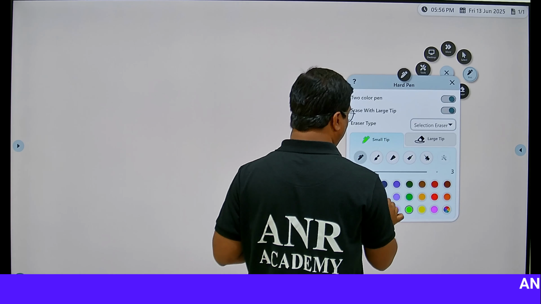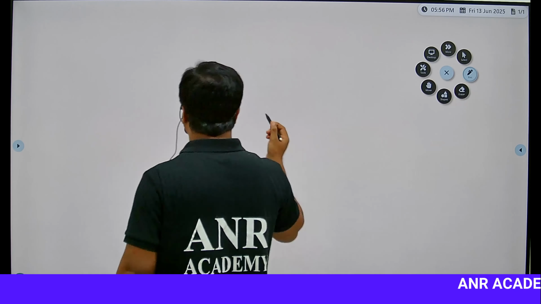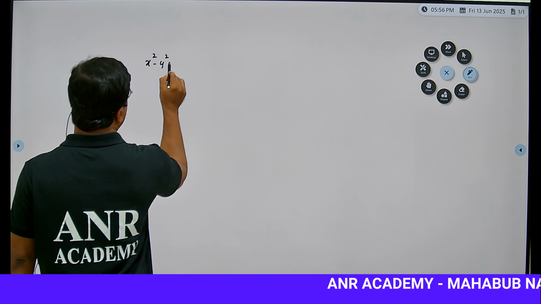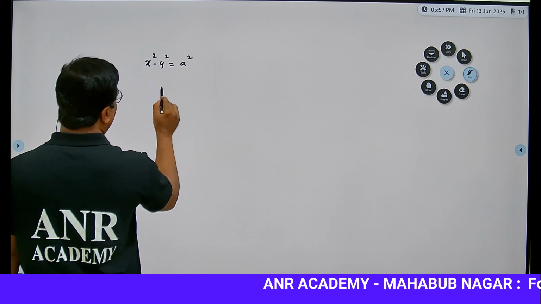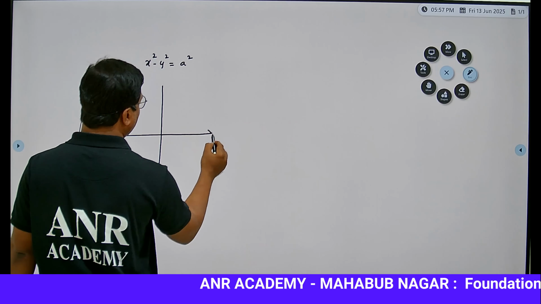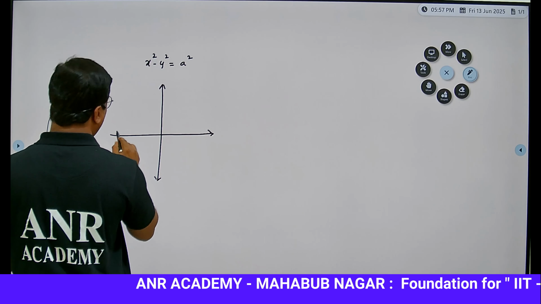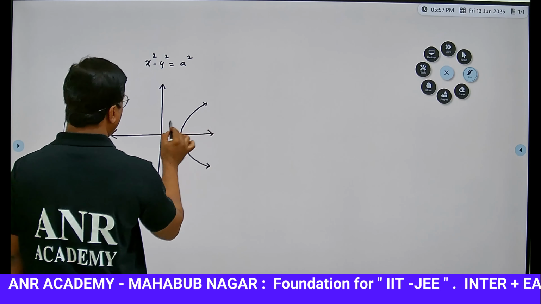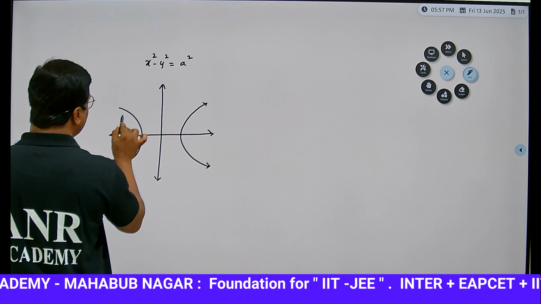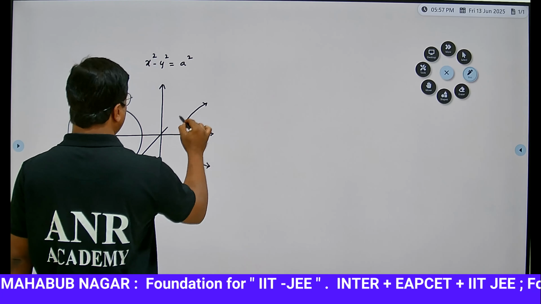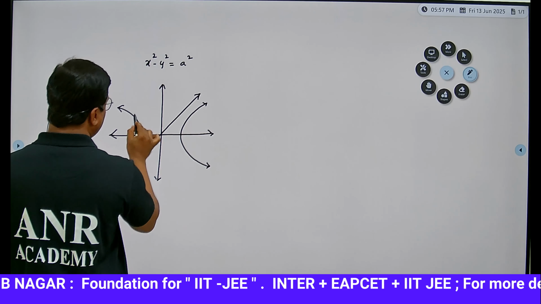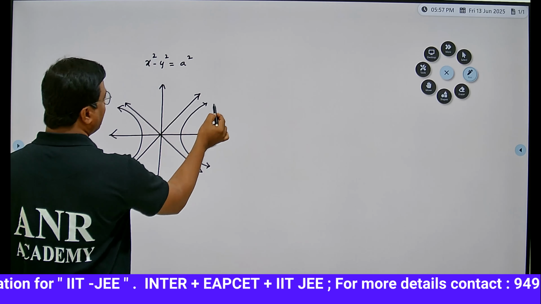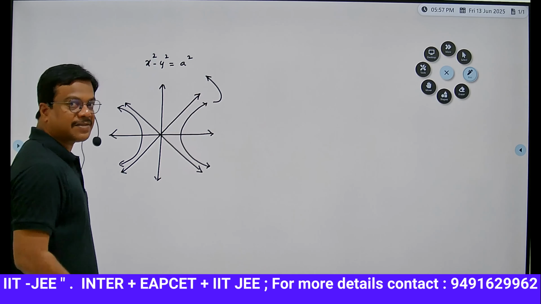We know that the equation of rectangular hyperbola in general is x square minus y square equal to a square, and this is the graph of the rectangular hyperbola, and whose asymptotes are these straight lines. This is the graph of x square minus y square equal to a square.